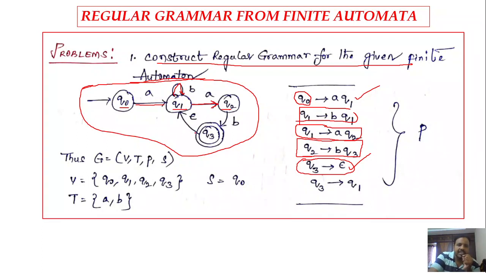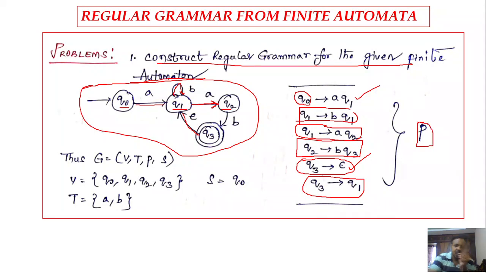And next, there is a transition from Q3 on epsilon towards Q1, right? So how do you write it? Q3 denotes epsilon Q1. Epsilon means empty, so it simply becomes Q3 denotes Q1. Okay. So these all will become the set of production rules, right?